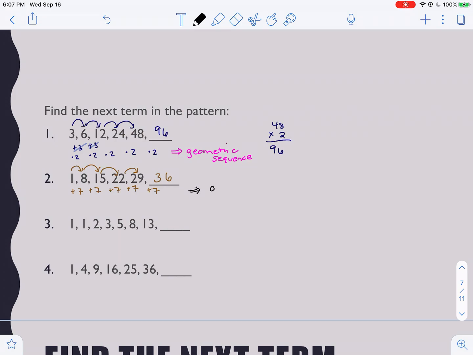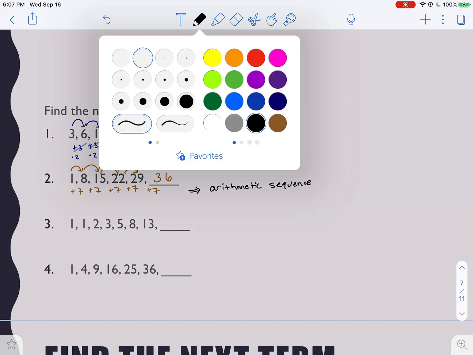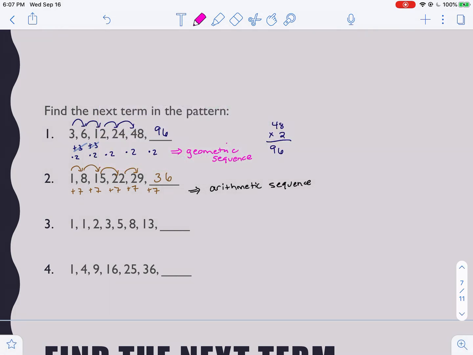Since we were adding 7 each time, when you are adding the same number each time, that also has a special name. It's called an arithmetic sequence. So if you multiply by the same number each time, it's called a geometric sequence. If you add the same number each time, it's called an arithmetic sequence. Let's look at the next one.